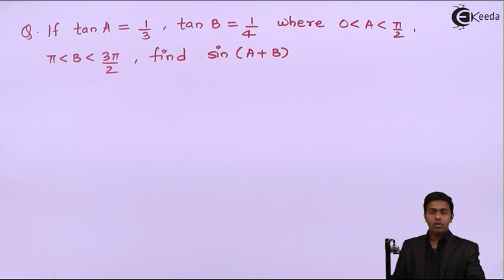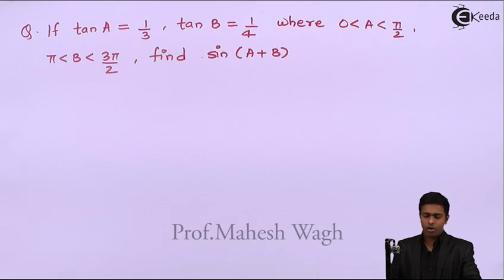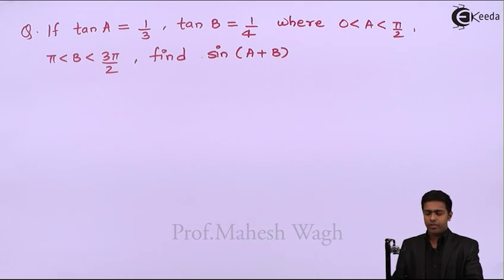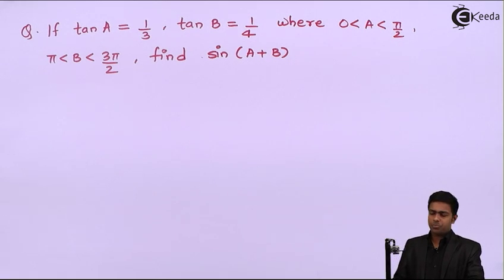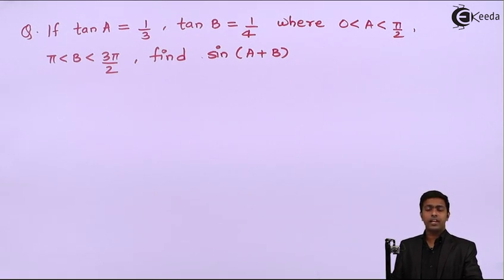Hello friends, in this video we will solve a problem on trigonometry. tan A is given as 1 by 3 and tan B is given as 1 by 4, where A lies between 0 and pi by 2, that is the first quadrant, and B lies between pi and 3 pi by 2, that is the third quadrant, and we have to find the value of sin(A + B).